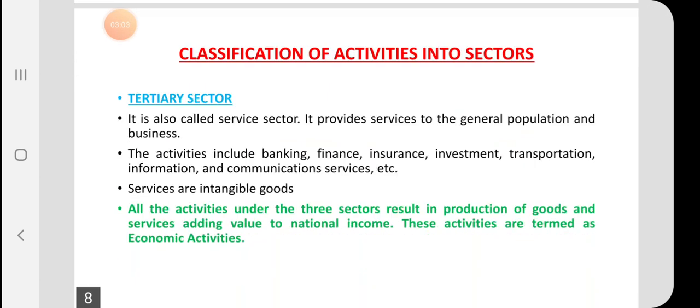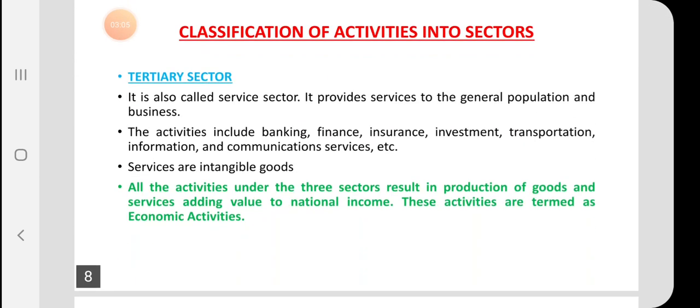Then let us come to the tertiary sector. It is also known as the service sector. So this particular sector provides services to general population and business. Which kind of activities are included in the tertiary sector? Banking services, financial services, insurance facilities, investment, transportation, etc. So these are included in the tertiary sector.